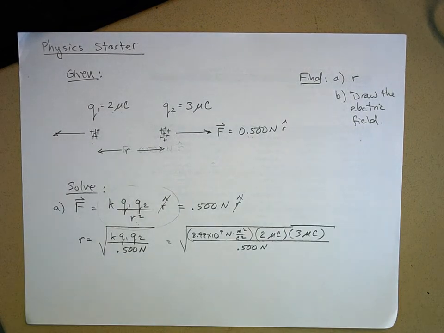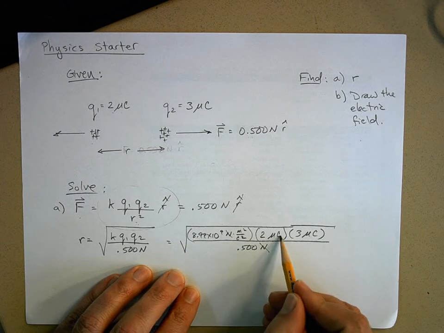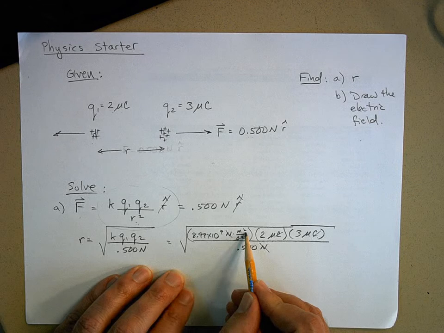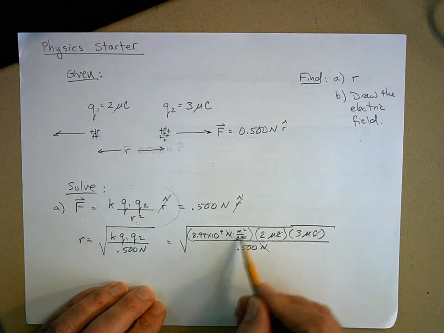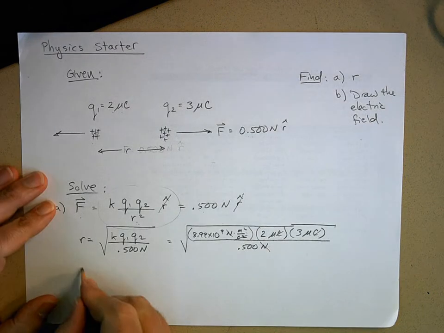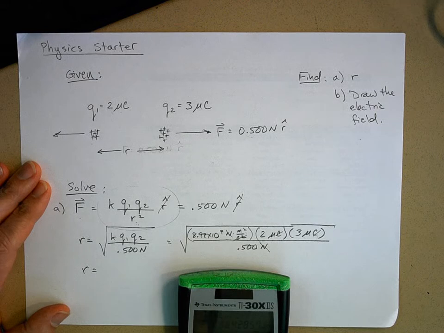Now let's check the units. Newtons cancels newtons. I got a coulomb and a coulomb. That cancels with the Coulomb squared. I'm left with meters squared, and I'm taking the square root of meters squared. So I'm left with meters. That's good. The units work out. That means I'm doing things the right way. So let's get the calculator out.